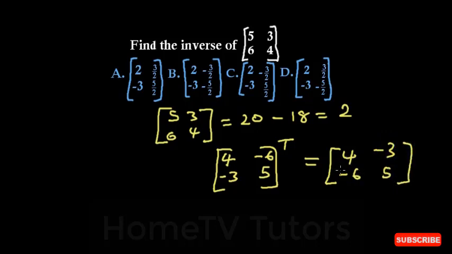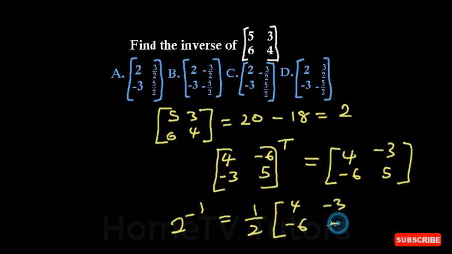Then finally we look for the inverse of this matrix, which is for the matrix value of 2, that's the inverse of 2, we have 1 over 2 to multiply the transpose matrix 4, minus 6, minus 3, 5. So by the time we multiply each of the elements in this transpose, we now get the inverse of this matrix.